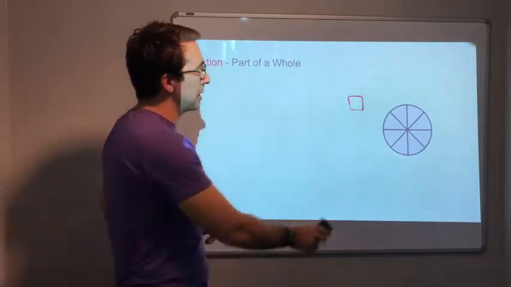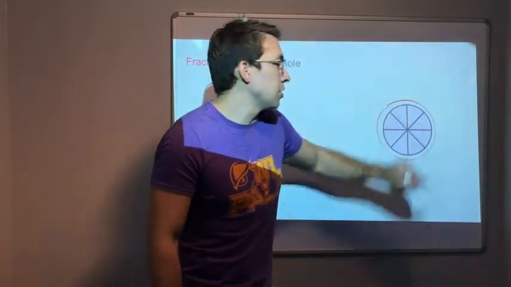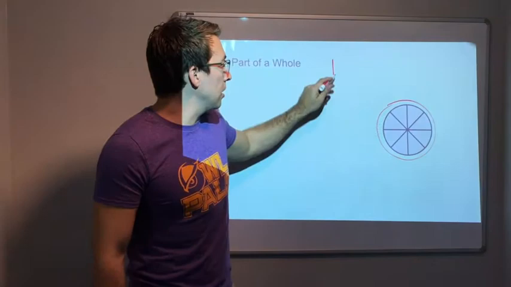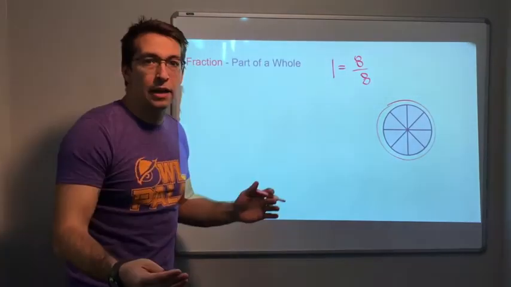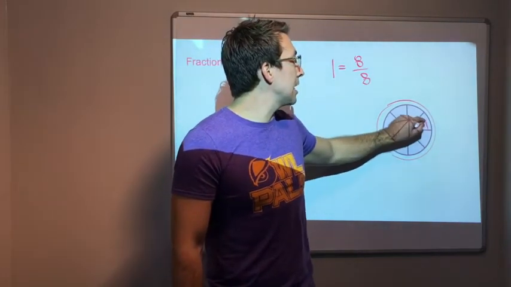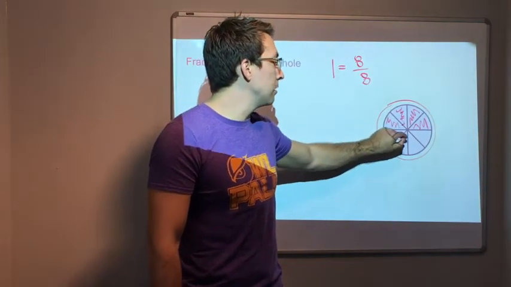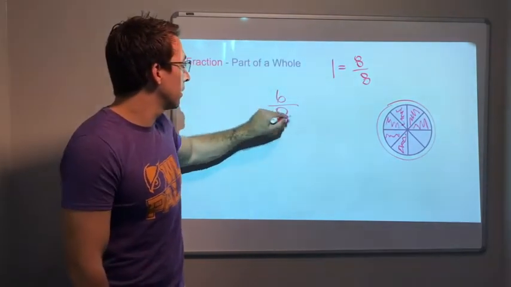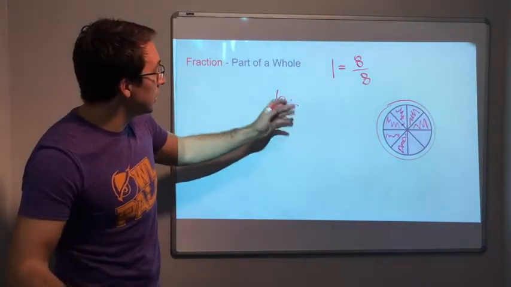Fraction as a part of a whole. We have one circle. One circle equals 8 out of 8. If we have all 8 pieces out of 8, then you have one circle. So let's say we have 6 pieces. 1, 2, 3, 4, 5, 6. We have 6 pieces out of 8. If we have 1 pie, we divide it into 8 pieces and we only have 6.